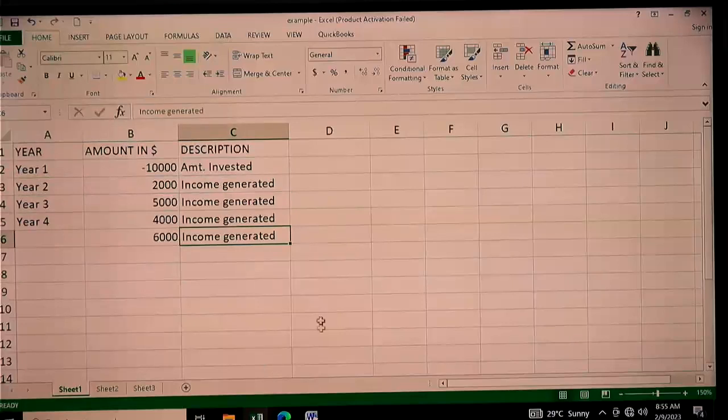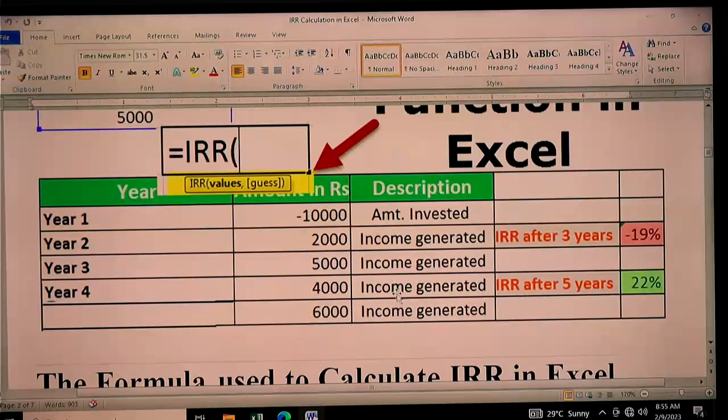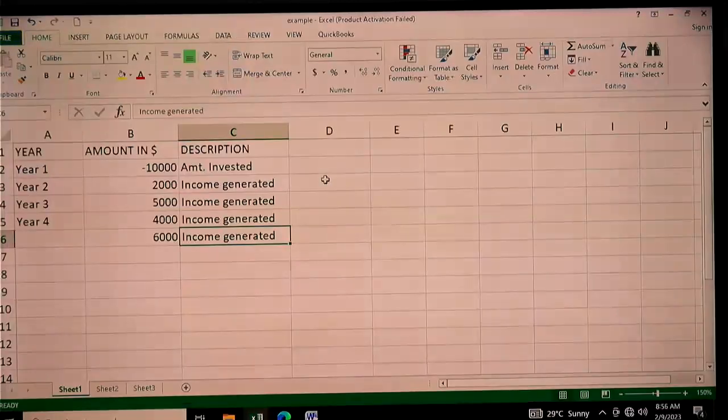Suppose you are asked to give the internal rate of return for two consecutive periods, that is, you're supposed to give the internal rate of return for the 3rd year and for the 5th year. You're supposed to insert the formula that will give you the internal rate of return after the 3rd year and after the 5th year. So we are going to compute the internal rate of return after the 3rd year. We type here after the 3rd year, we do it here.